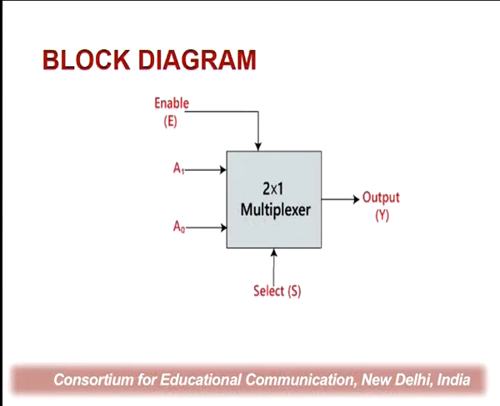Look at the block diagram. So a 2 cross 1 multiplexer, we have 2 inputs A1 and A0, a select line S, and an enable E also there. However, the output is going to be only one, which is Y.